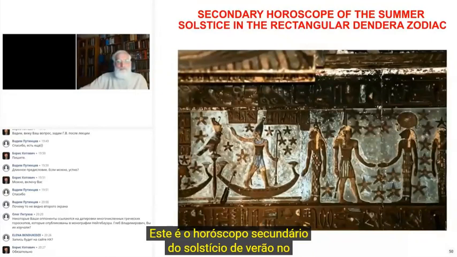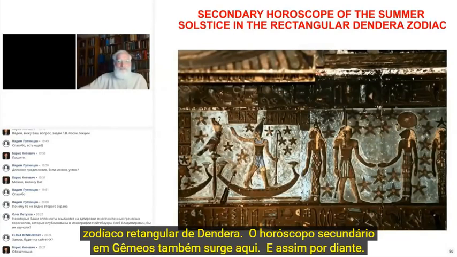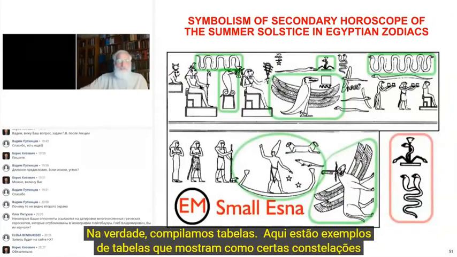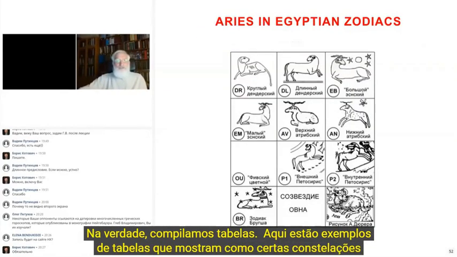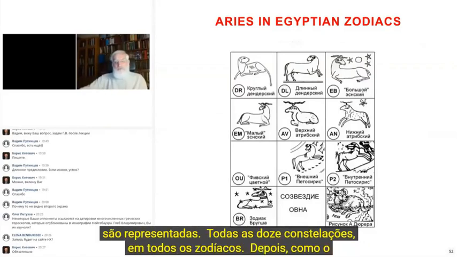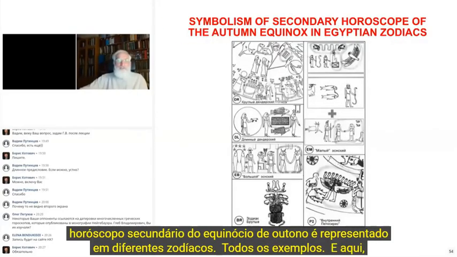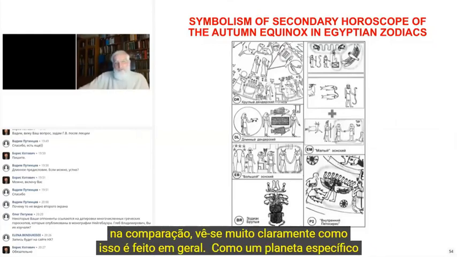This is the secondary horoscope of the summer solstice in the rectangular Dendera zodiac. The secondary horoscope in Gemini also arises here. And so on. In fact, we compiled tables. Here are examples of tables showing how certain constellations are depicted. All 12 constellations, in all zodiacs. Then, how the secondary horoscope of the autumn equinox is depicted in different zodiacs. All examples. And here, in the comparison, it is very clearly seen how it is done in general.